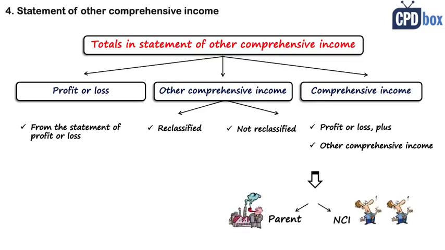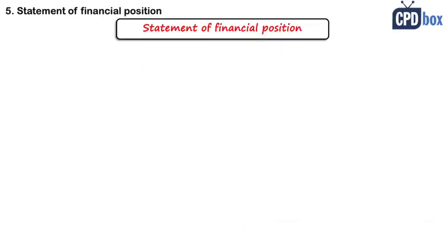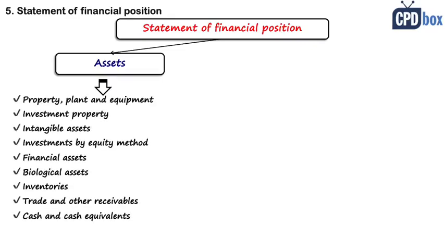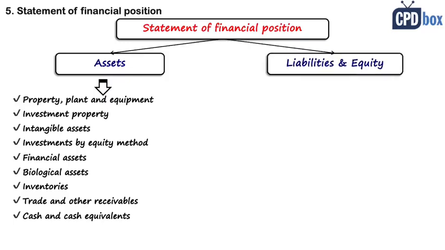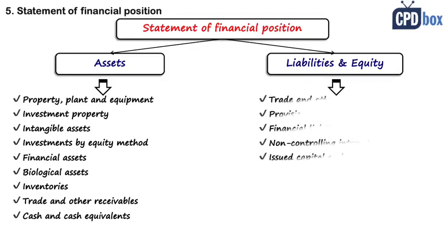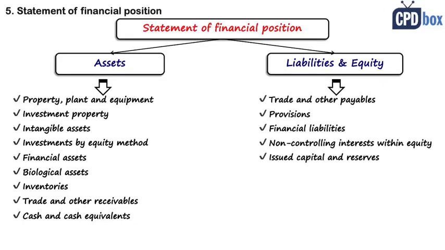The statement of financial position, or balance sheet. Here IFRS 18 did not change much compared to IAS 1. So here's the list of items that shall be, as a minimum, included in this statement. On the asset side, you should present property, plant and equipment, investment property, intangible assets, and other assets as listed here. And then usually under liabilities and equity, you need to show trade and other payables, provisions, financial liabilities, non-controlling interests, issued capital, and reserves attributable to the parent.